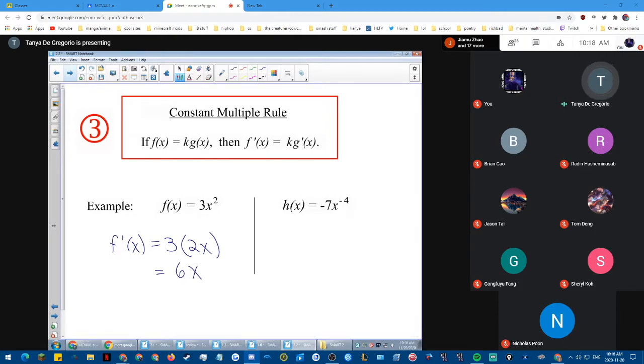So look over here, h prime of x. This rule is saying, don't worry about the constant, leave it alone, find your derivative, multiply in the end. So again, what did I do here? Negative 4 came down, x stays the same. Negative 4 take away 1 is negative 5. And so now I have 28 x to the negative 5, which would be 28 over x to the exponent.